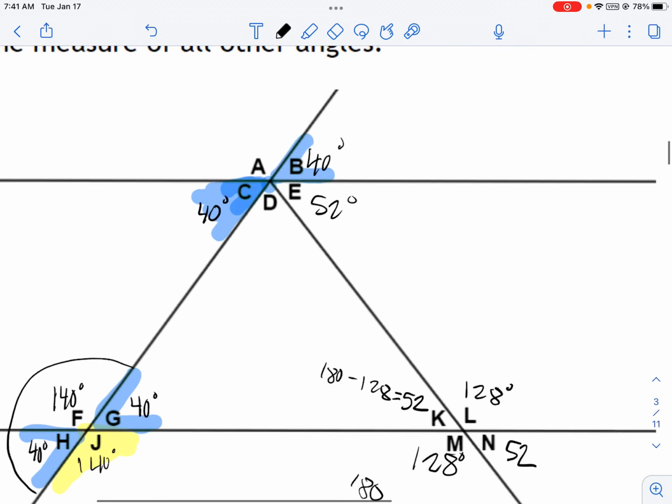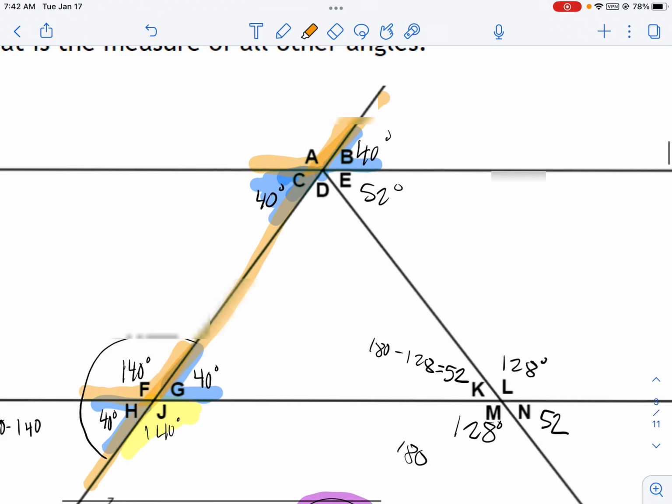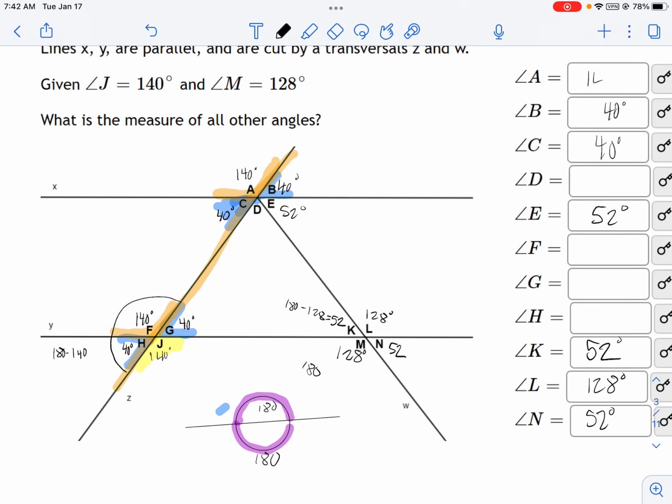Now we can find the rest of them. There's a couple of ways to find A and D. One of the big ones is, you'll notice that F and A are formed by that same transversal, this line right here, and notice they're both the top left. Those are corresponding angles right there, which means that the 140 of F is also the 140 of A. And now all that's left is really just going to be angle D.